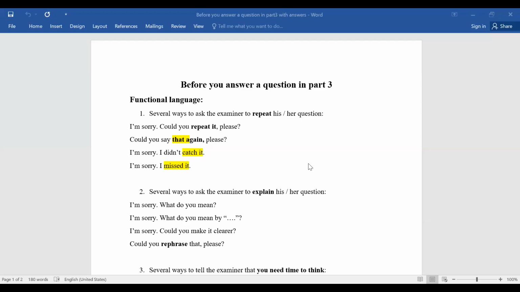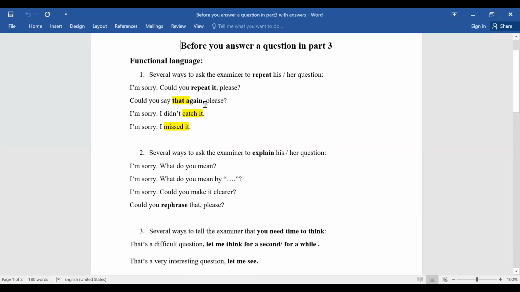Now, I need to make this clear. IELTS will never punish you for asking the examiner to repeat a question. If you feel like you need the examiner to repeat the question, or explain the question for you, please do it. But you should do it flexibly, right?